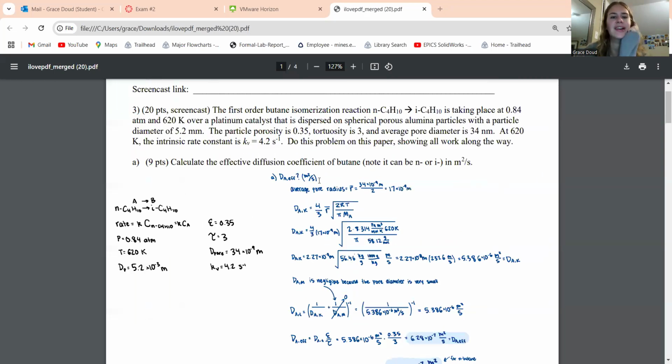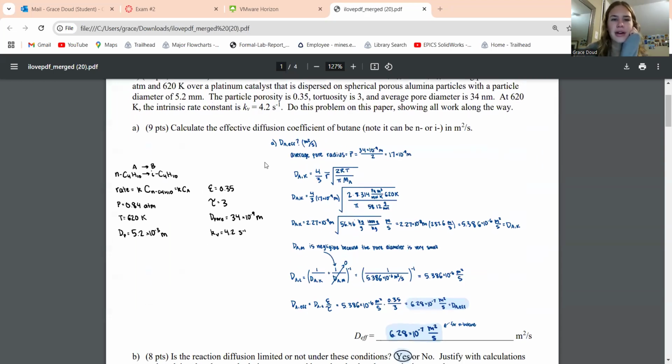Problem 3, part A: calculate the effective diffusion coefficient. This was pretty much like one of our homework problems from the last homework. We got the pore radius, and then we plugged it into this equation for the Knudsen diffusivity. We could neglect D_AB because the pore diameter was very small, so that was one of the assumptions. That made the total diffusivity basically equal to the Knudsen diffusivity, as seen here.